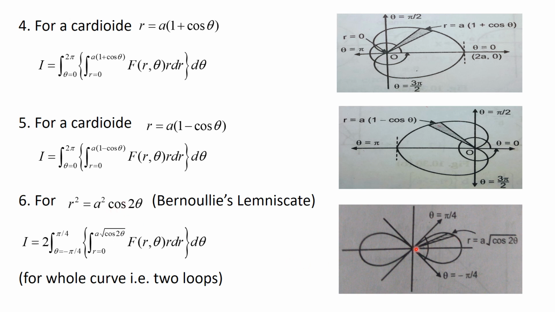So the value of r equal to 0 to r equal to a root of cos 2 theta is the limit for r, and theta varies from minus pi by 4 to pi by 4. If we are considering the curve which is symmetric about the y-axis, the same result we can consider in terms of the values, and hence the result is considered for 2 times minus pi by 4 to pi by 4.